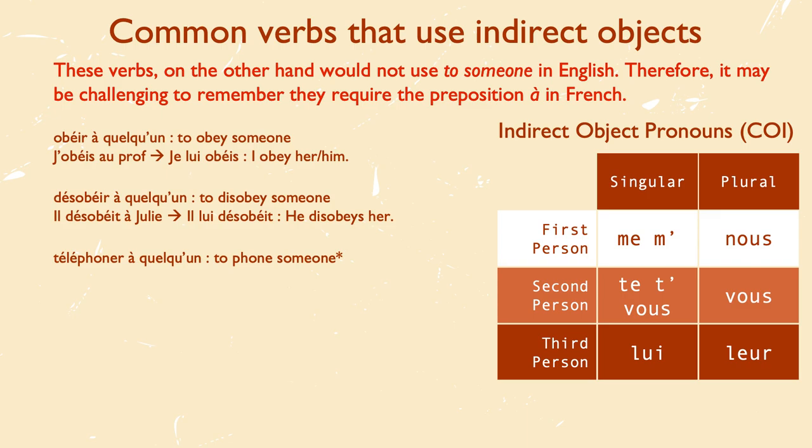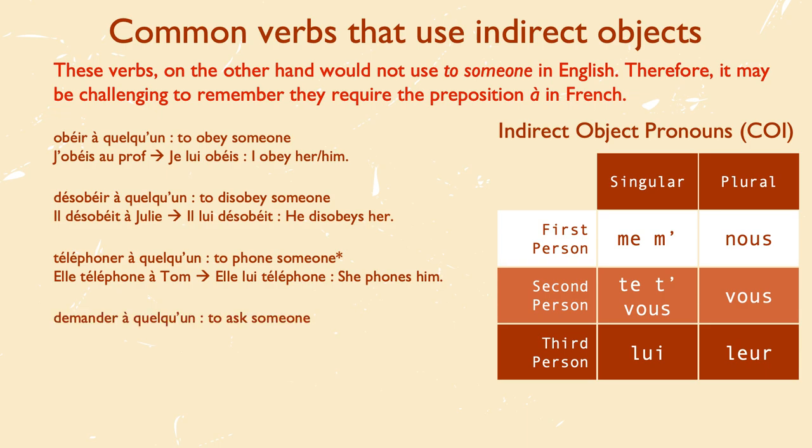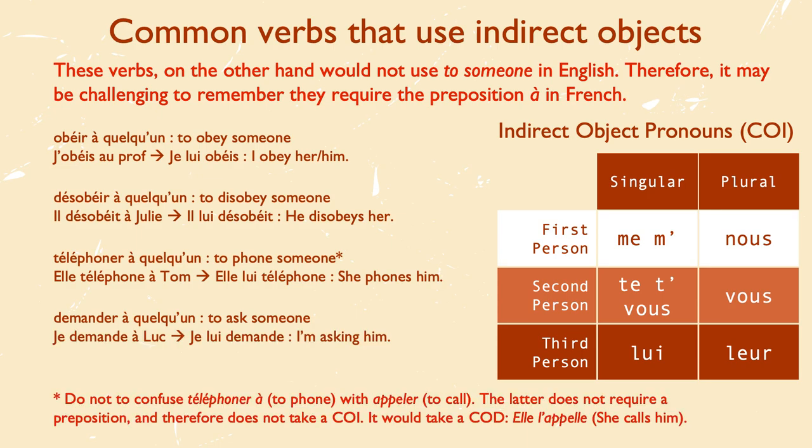Téléphoner à quelqu'un, to phone someone. Elle téléphone à Tom, elle lui téléphone. She phones him. Demander à quelqu'un, to ask someone. Je demande à Luc, je lui demande. I'm asking him. Notice with téléphoner à, don't confuse this with appeler, to call. The latter does not require a preposition and therefore does not take a COI. It would take a COD, a direct object pronoun, as in elle l'appelle, she calls him.